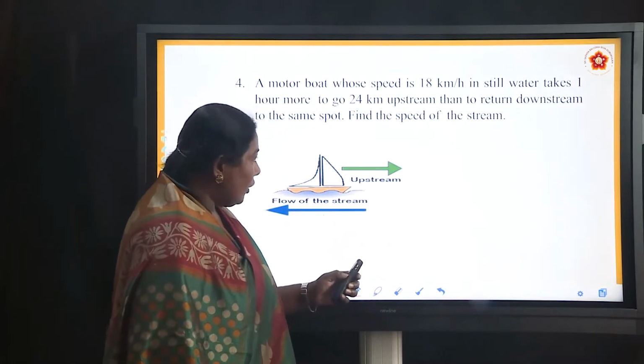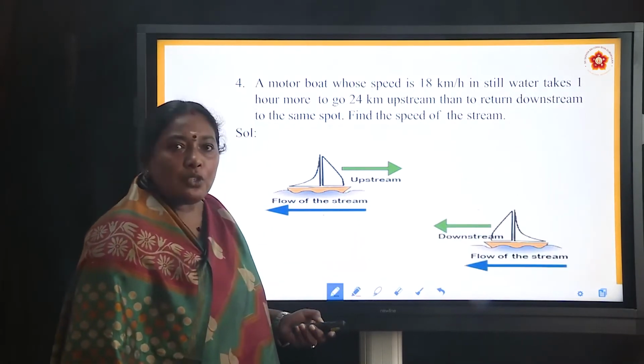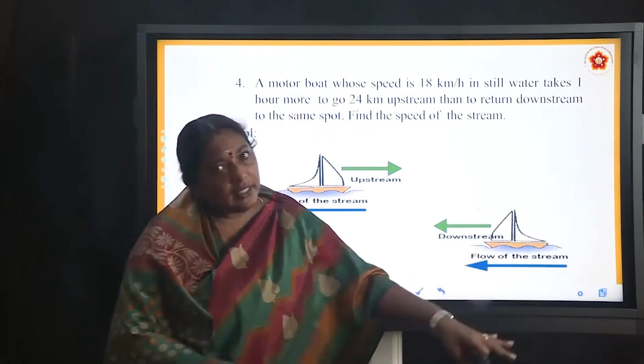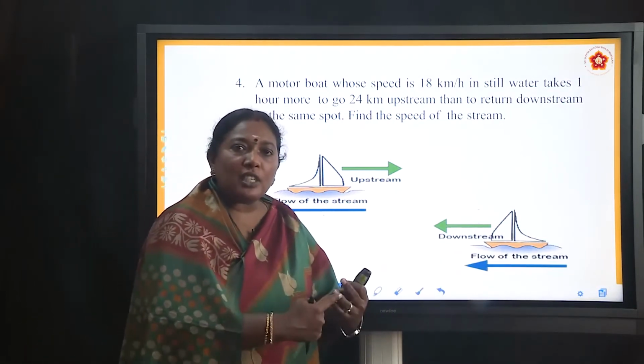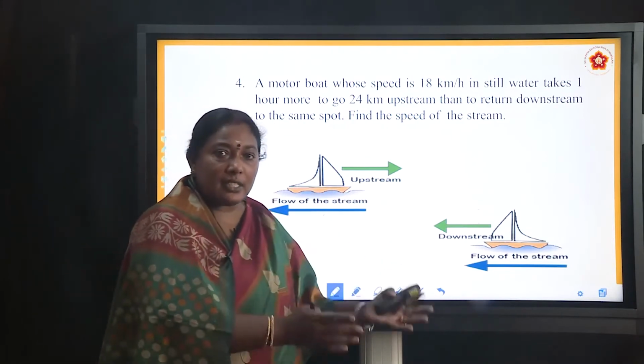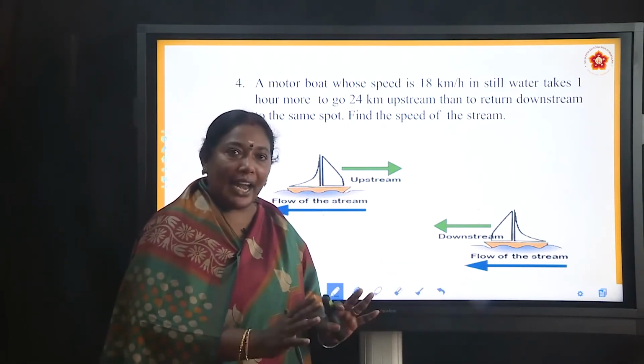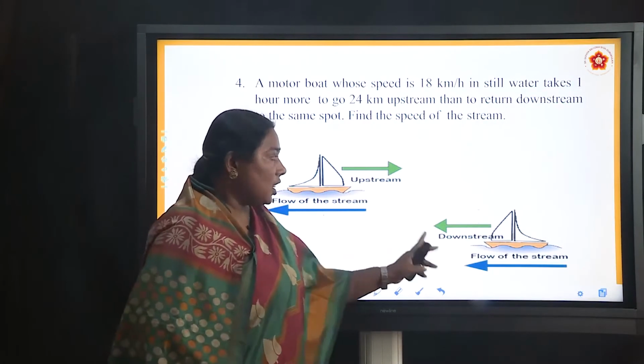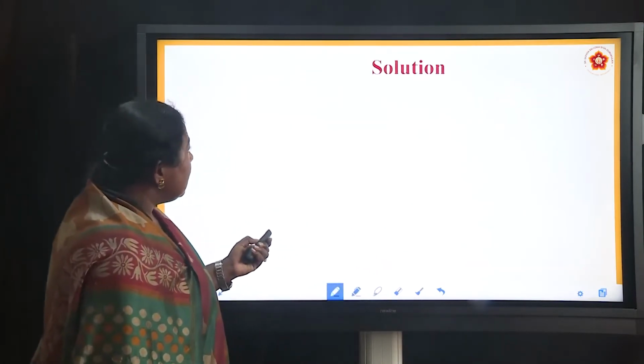Same we are going to see for the downstream. Downstream means you and your brother are moving in the same way. That means both your forces are added. When you are in opposite, you have to subtract. When you are in the same way, you have to add your force and speed. That's all. Okay. So let us move on with the sum.